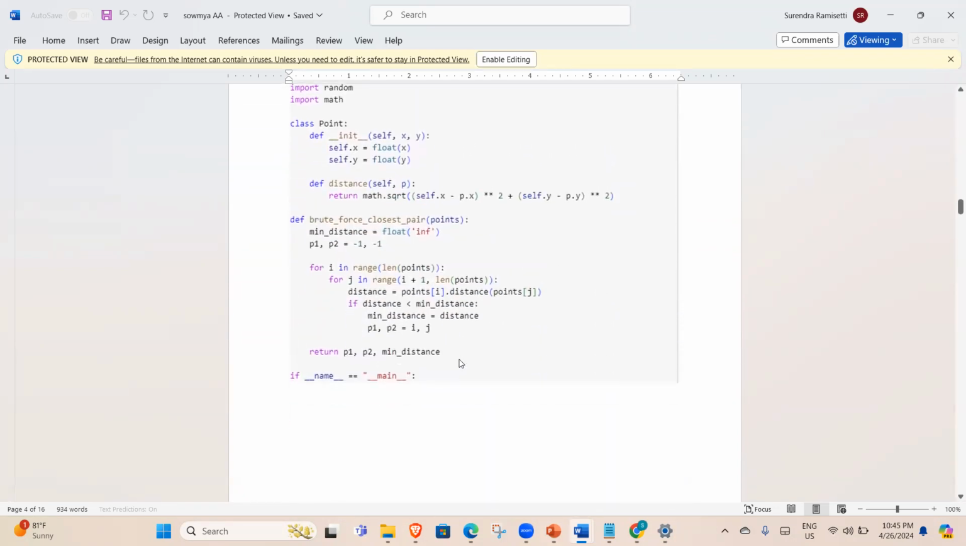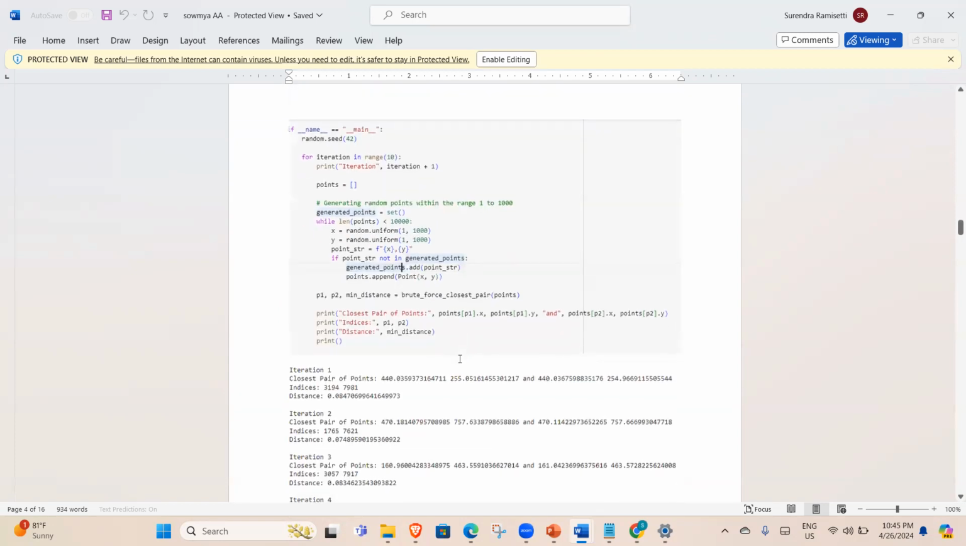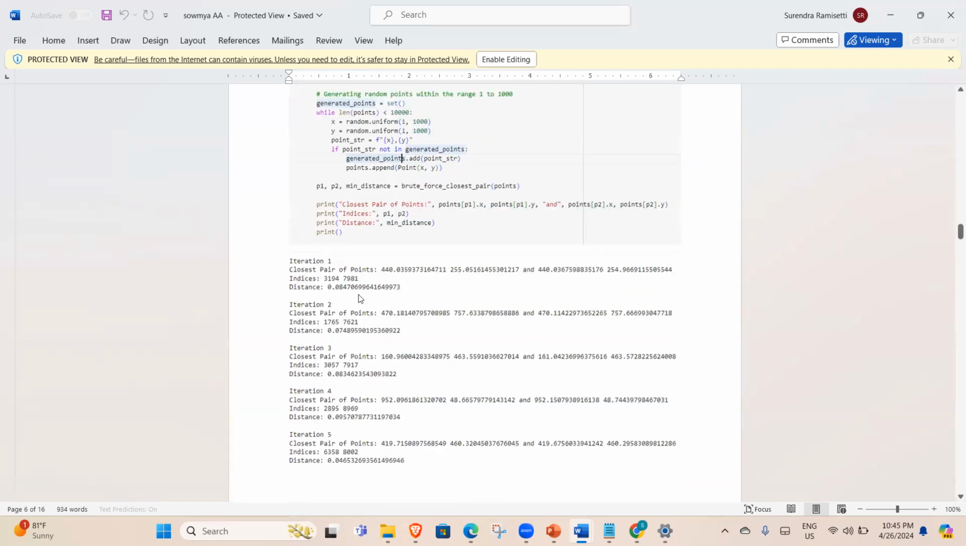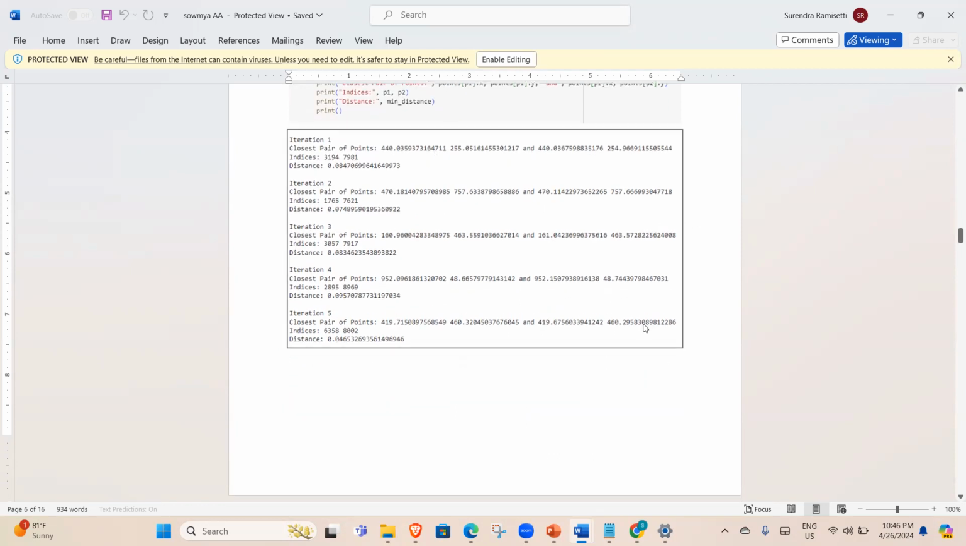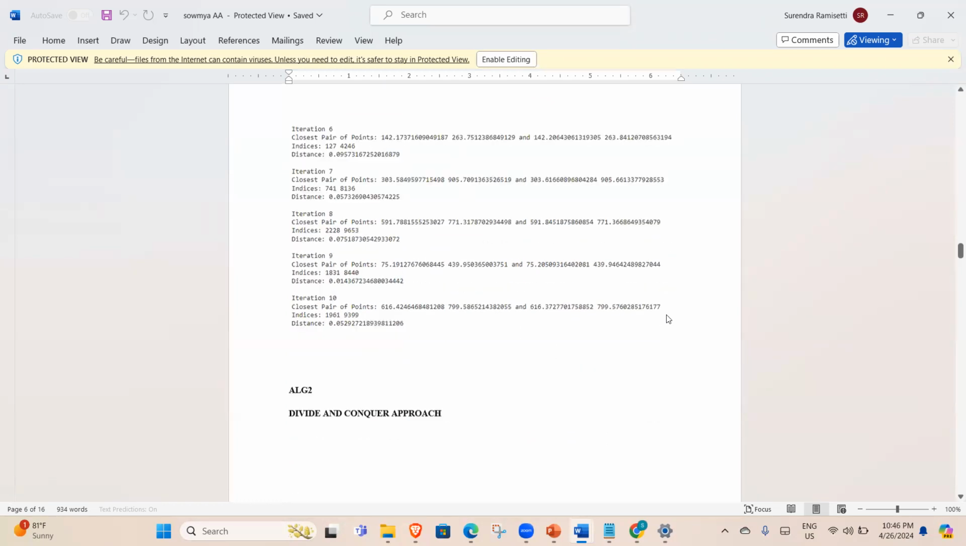This is the implementation of the brute force approach. These are the iterations for the brute force approach. The closest pair of points would be 440.03593 and 440.036. The indices are 31947 and 981, and the distance is 0.84. I have calculated 10 iterations for the brute force approach.